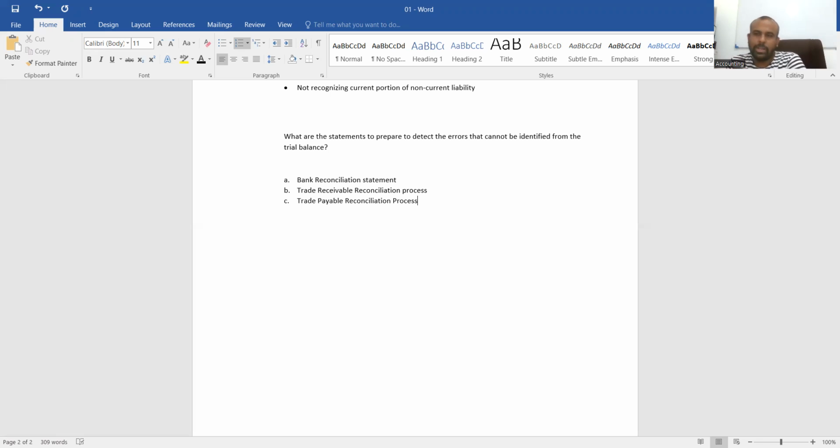That cannot be detected from the trial balance. However, when you compare that with the debtors individual ledger listing balance, then you can identify that. Errors that cannot be identified from the trial balance can be identified through the bank reconciliation, debtors reconciliation, then the creditors reconciliation process.